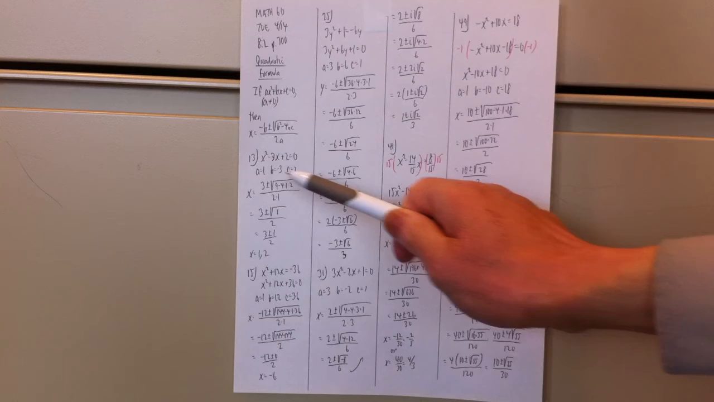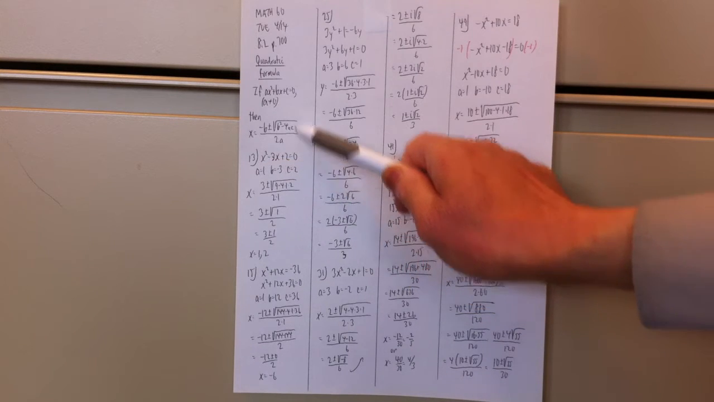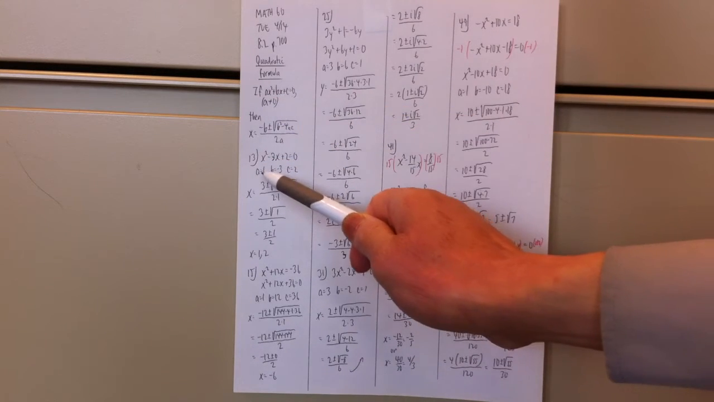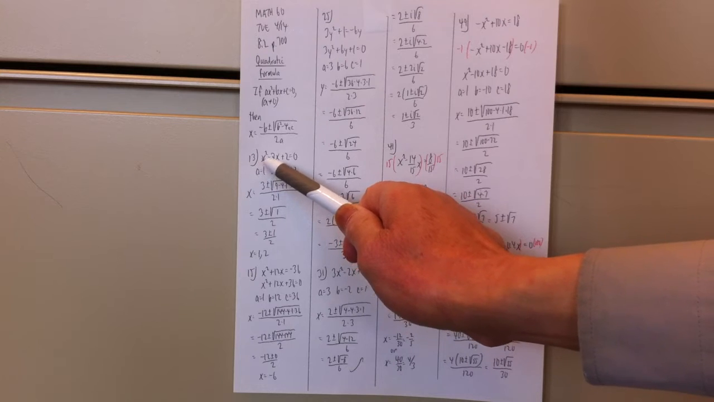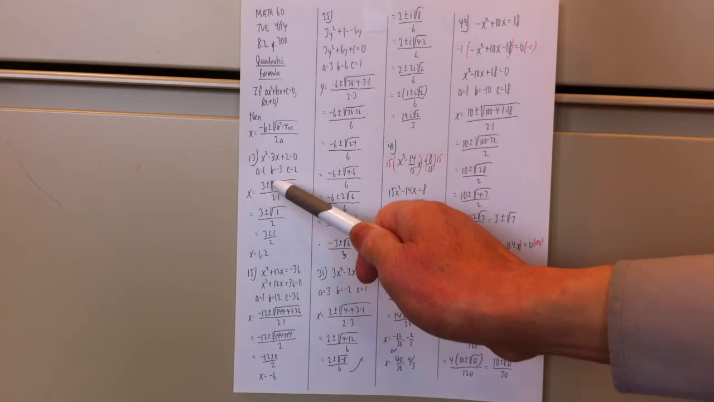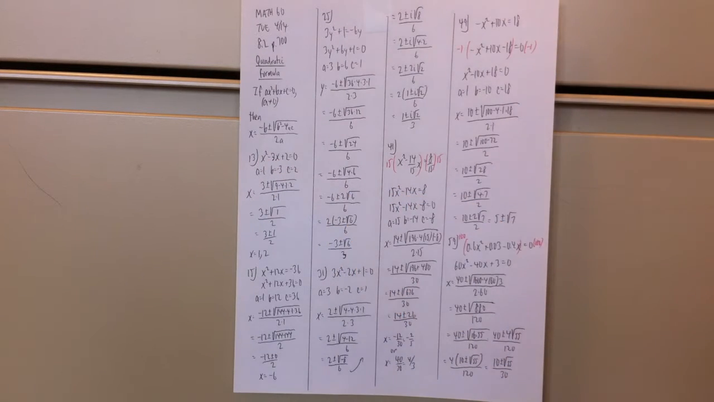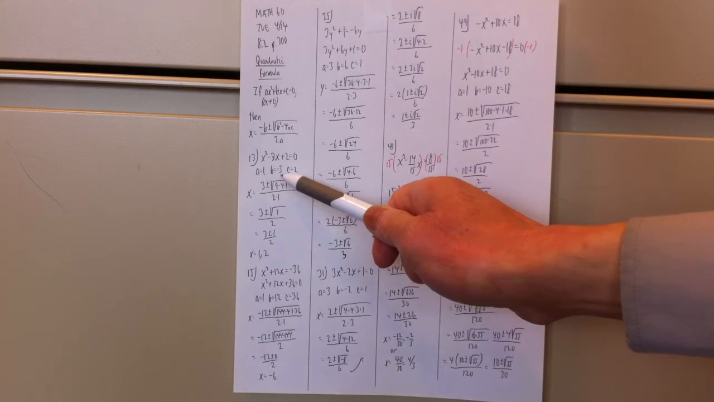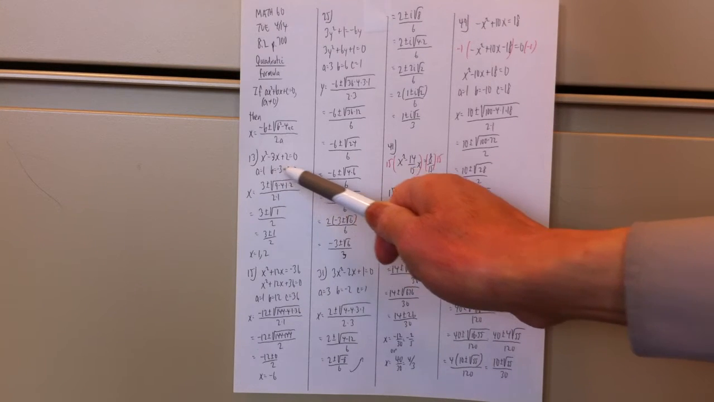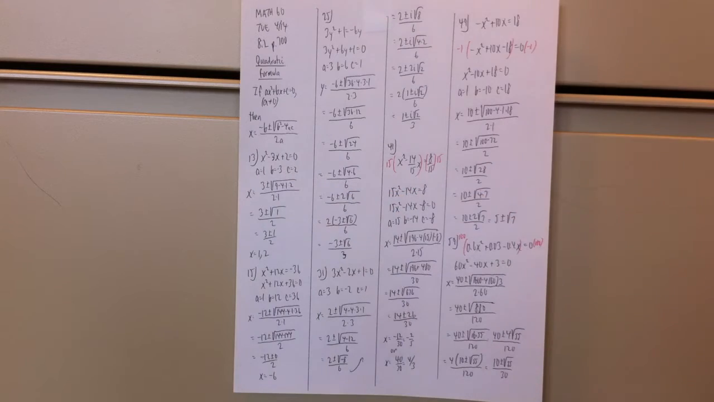Problem 13, x squared minus 3x plus 2 equals 0. That looks like this. So a is 1. There's nothing in front of the x squared, so you pretend there's a 1. b is negative 3. c is 2. Make sure that you watch the signs. Sometimes students will forget the sign. They'll just put 3, but it should be a negative 3.